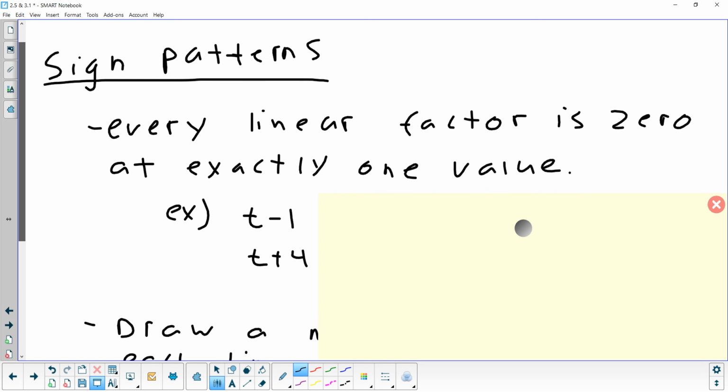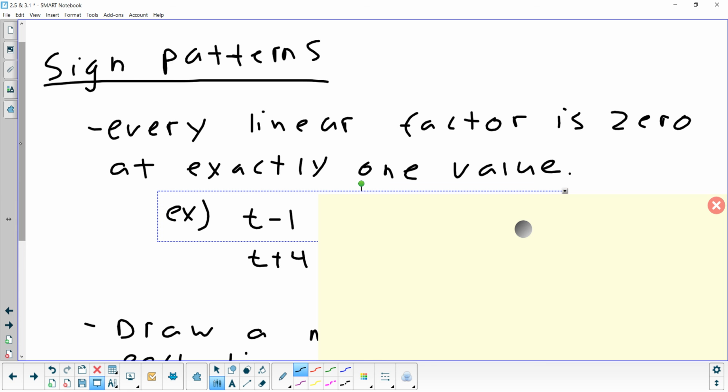T minus 1. That's a linear factor because the exponent on the variable is a 1. We're not talking about something like that. T plus 4, that's another linear factor. X plus 6, x minus 12. A letter plus or minus a number. That's a linear factor.